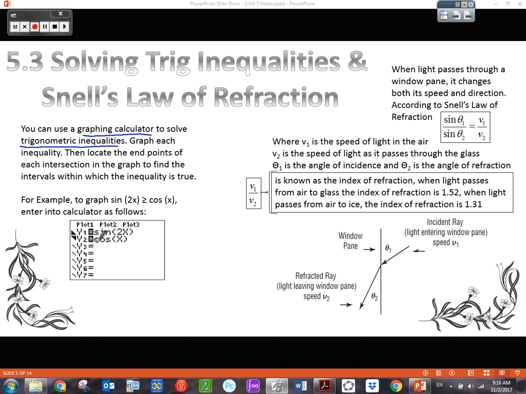All right, so with this concept, when light passes through anything, a window pane, a sheet of ice, it changes its speed and its direction. And so this really smart guy, I'm guessing his last name is Snell, came up with the formula for how the light changes. His Snell's law of refraction looks like this: sine of theta 1 over sine of theta 2 equals v1 over v2. This is a formula that he created. So let's pull it apart and look at what each of those things are.